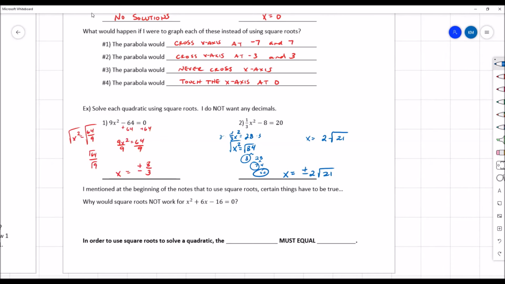So you have to take the positive and the negative root. It is true of fractions. It is true of radicals. Whenever we take the square root, we have to make sure that we're including the positive and the negative.